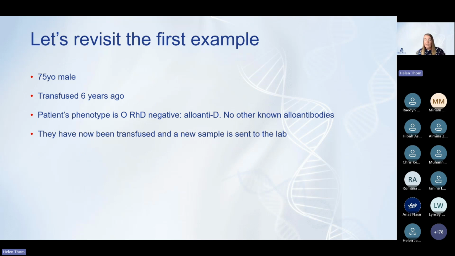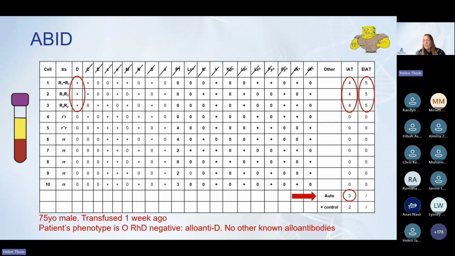So going back to that first example, we've got a patient who hadn't been transfused, sorry, they'd made anti-D. I'm getting a bit confused. They've now been transfused and they've sent another sample to the lab. So these are the results. Same as last time, we've got that anti-D there. The difference this time is that the autocontrol is positive and the patient has been transfused.